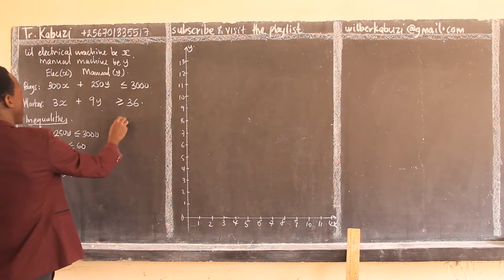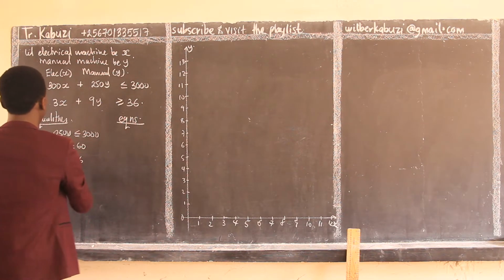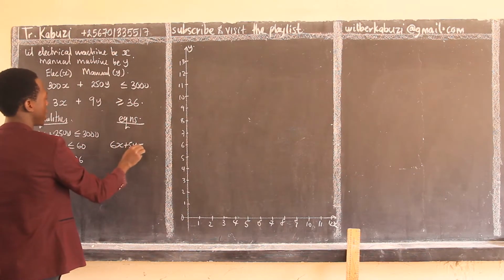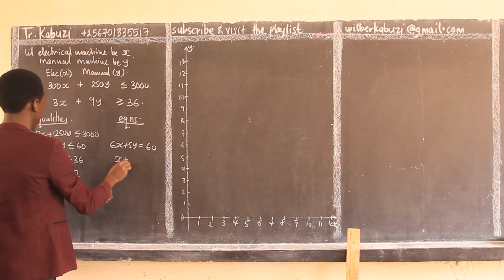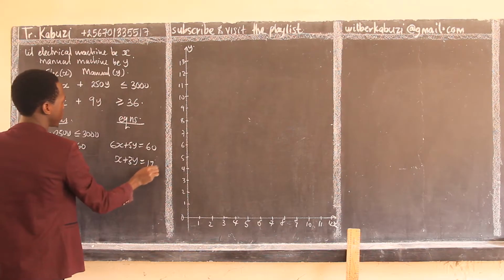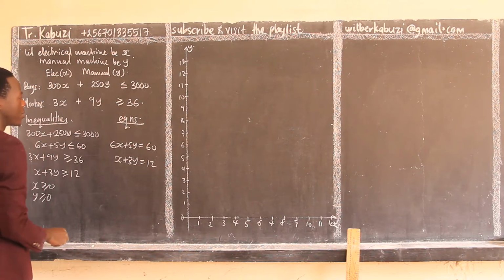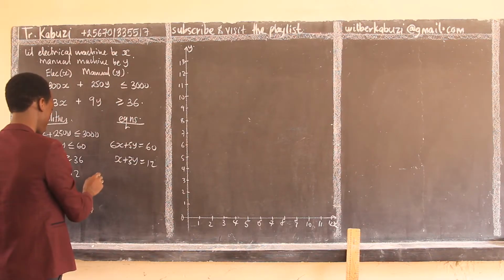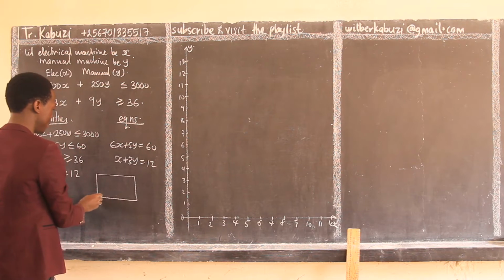So now we come to the line equations. So our first equation here is going to be 6x plus 5y equals 60. Then we have our x plus 3y equals 12. Then we have the obvious ones, and then this. Now we need to get points so that we can plot these ones. So I have the 2 lines. I start with the first one.